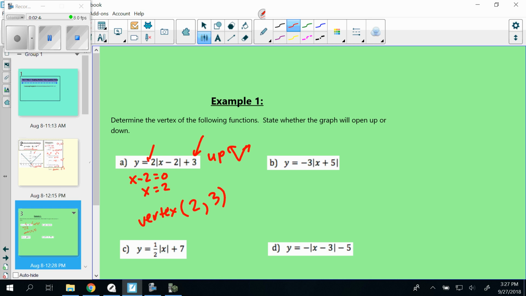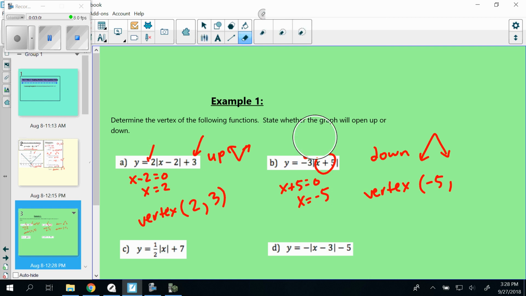Okay, b. Let's see if it opens up or opens down. Negative, so this one's going to open down. And again, what we mean by that is you're going to get it shaped like this. On this one, for the vertex, take what's in the absolute value, put it equal to 0, and see what you get. This one is going to get negative 5. So the vertex here is at negative 5. Now it's kind of tricky on this one because we don't see any numbers over here like we did on the last one. If you see nothing, that means it's like plus 0. And so the vertex on this one's at the point (negative 5, 0).